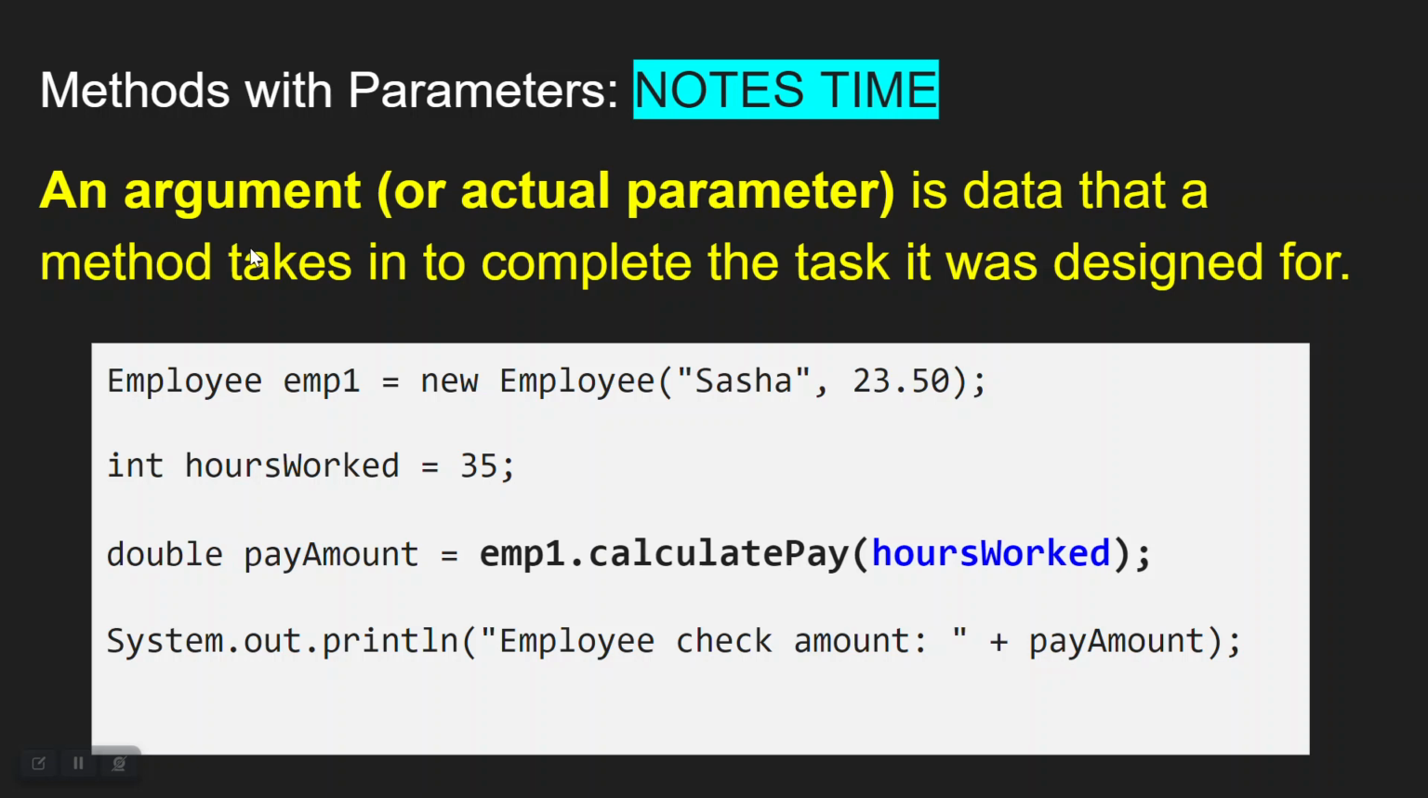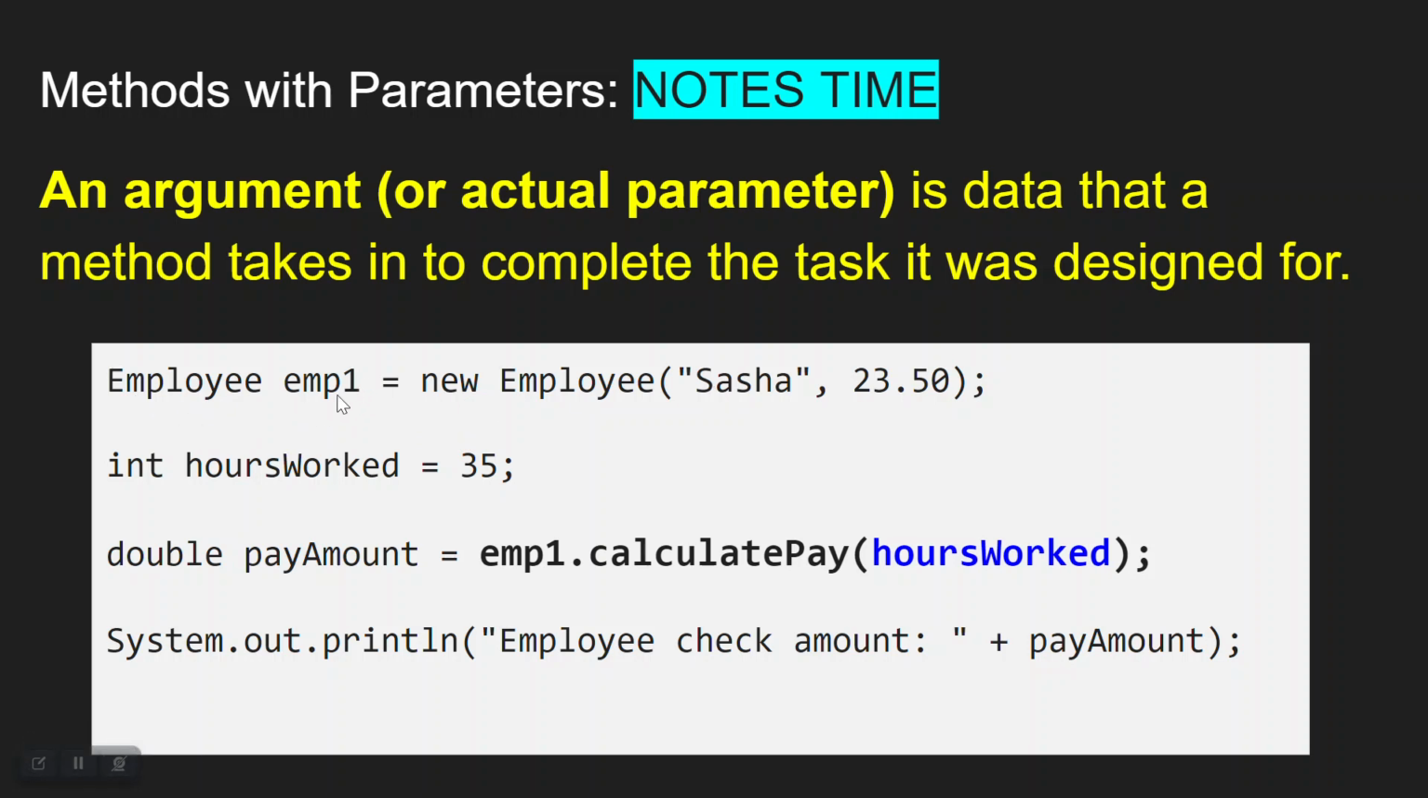Now, if we're in main and we are calling methods from main, we use different terminology. You call these arguments or what are called actual parameters. And that's the data that the method takes in to complete the task it was designed for. But it's basically wherever you are calling the method, obviously if you're in main, that's where it would happen most frequently. But anywhere a method is being called and something is inside the parentheses, those are called arguments or actual parameters.